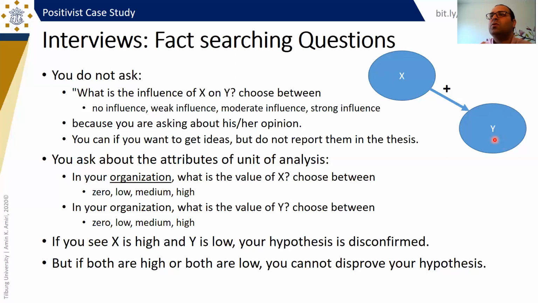Give me a number from 1 to 5. For exactly that project, what was the value of team leadness? So you only ask about the past and you only ask about the constructs, not the relationships. We never, even in field surveys, ask about the relationships, okay? Only about constructs. And then if you see X is high and Y is low, your hypothesis is discomfort.